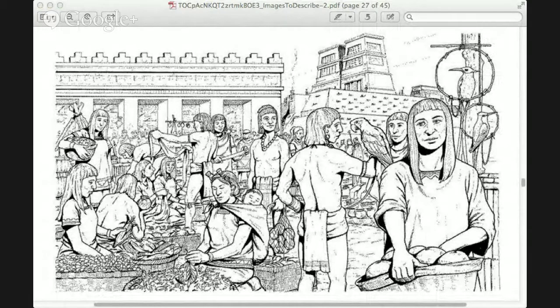There is a lot of people who are buying clothes and food. Mm-hmm. Behind them, I see an ancient structure. Yeah, a sculpture. Structure. Oh, structure. Good. Structure.